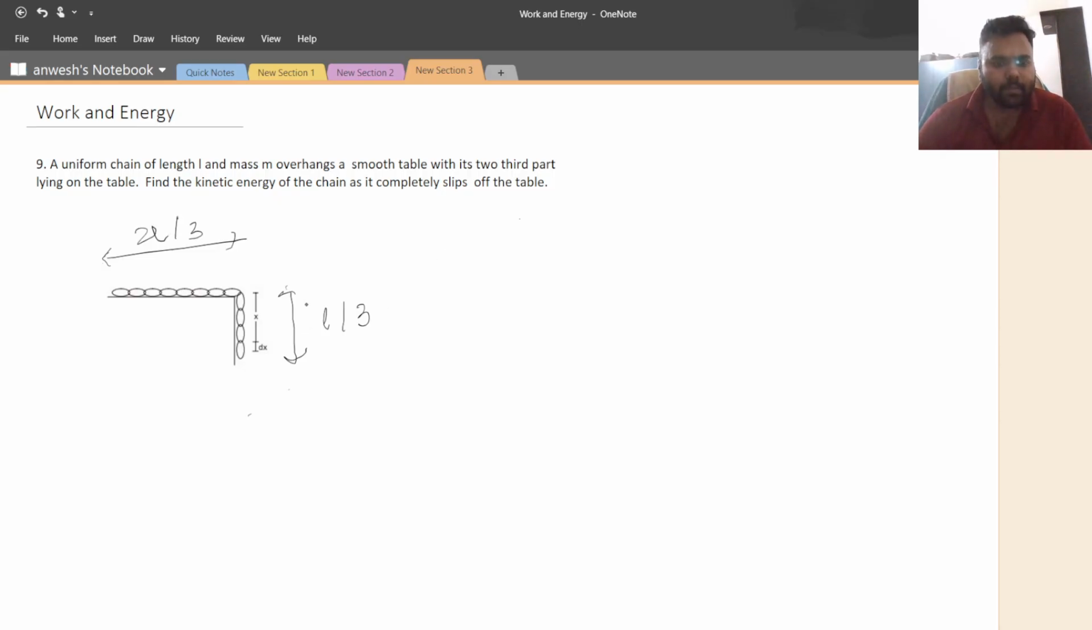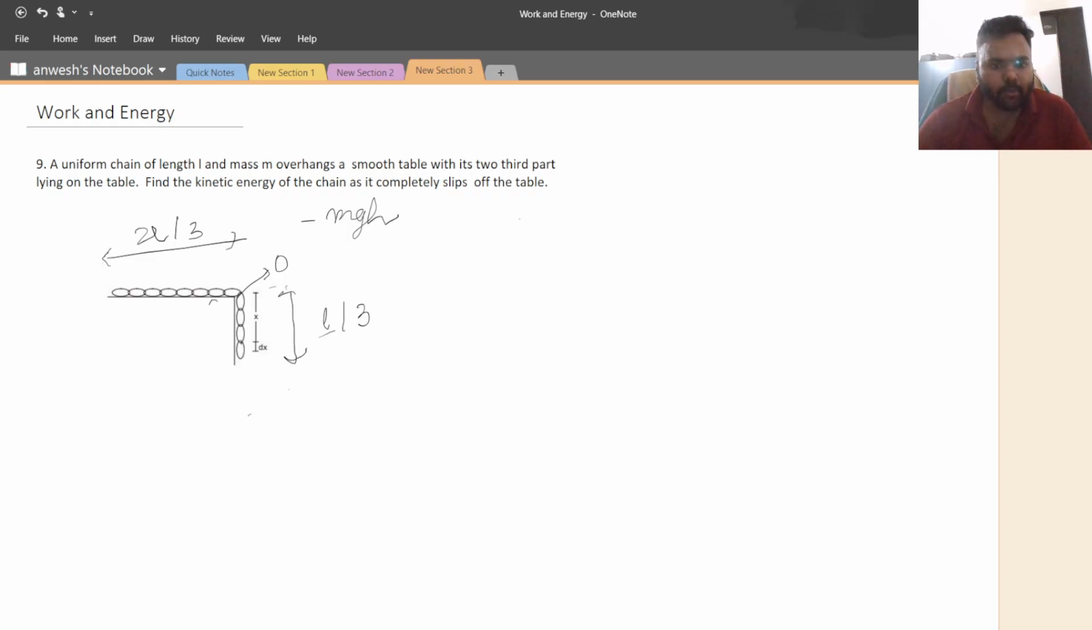Since there's a smooth table, the chain will fall off from the table. So let's calculate the potential energy of the part of the chain which is hanging. If we assume that the potential energy at this point is zero, we will calculate the potential energy of the part which is hanging. So potential energy is given as mgh. Since we are taking this as zero, it will be minus mgh.